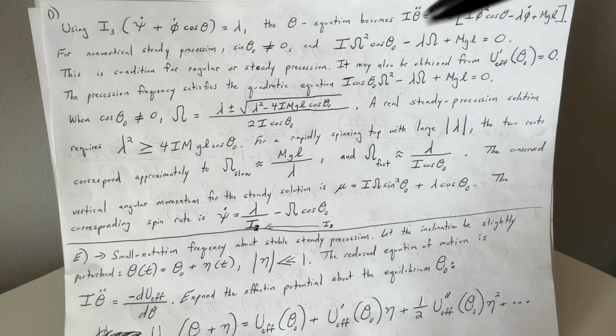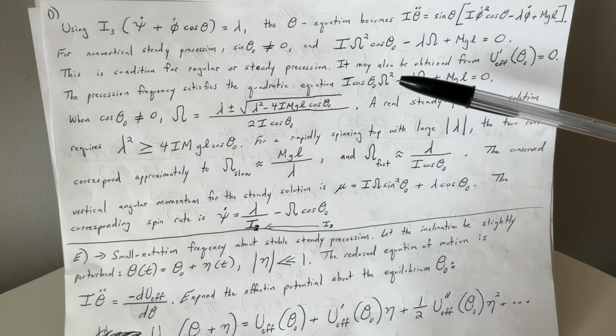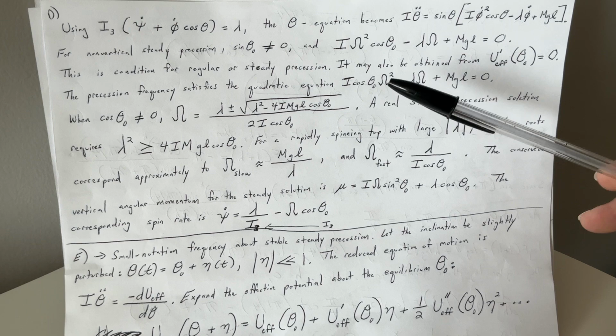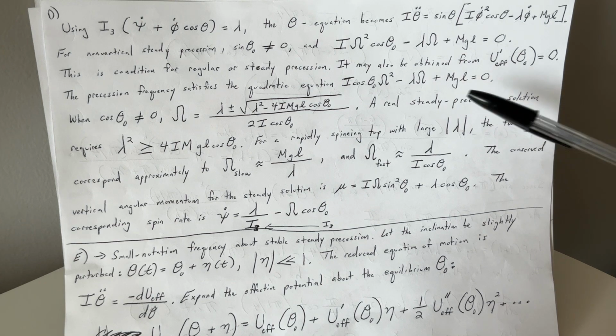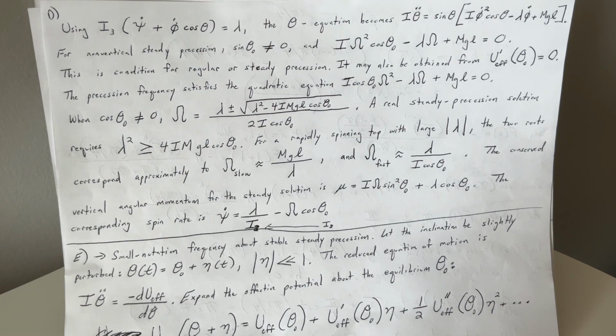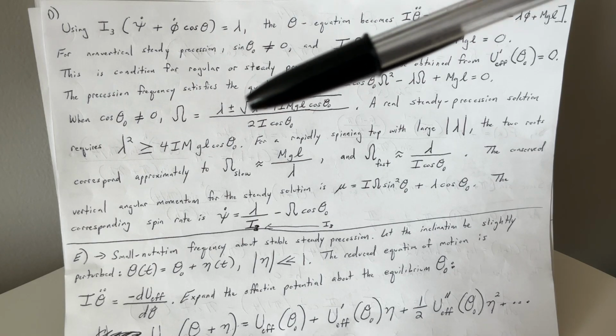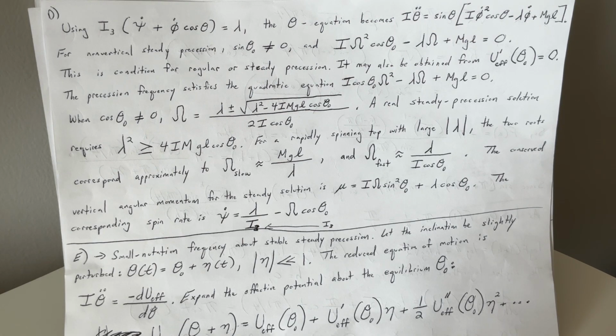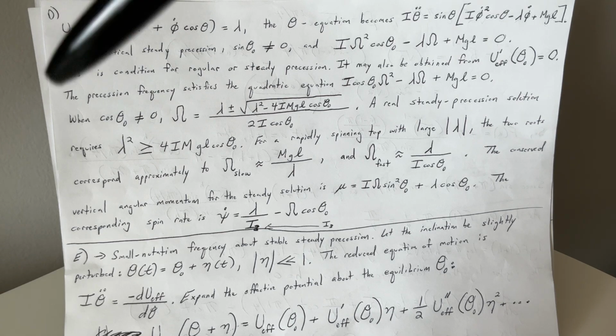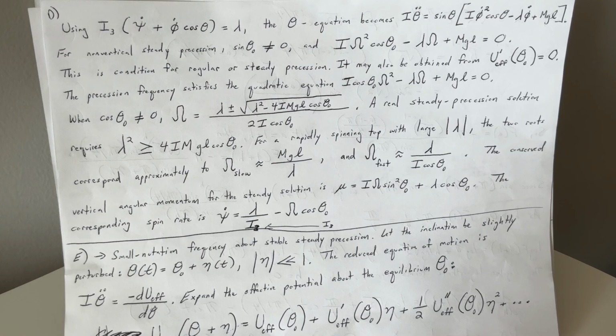And the precession frequency satisfies the quadratic equation I cosine theta naught omega squared minus lambda omega plus mgl equals 0. So when cosine of theta naught does not equal 0, omega equals lambda plus or minus the square root of lambda squared minus 4 I mgl cosine theta naught, divided by 2I cosine theta naught. A real steady precession solution requires lambda squared be greater than or equal to 4 I mgl cosine theta naught.